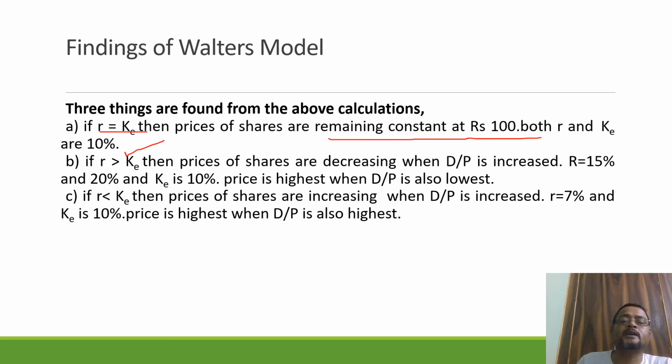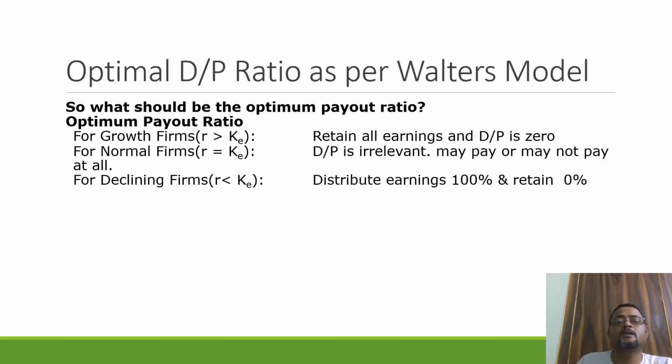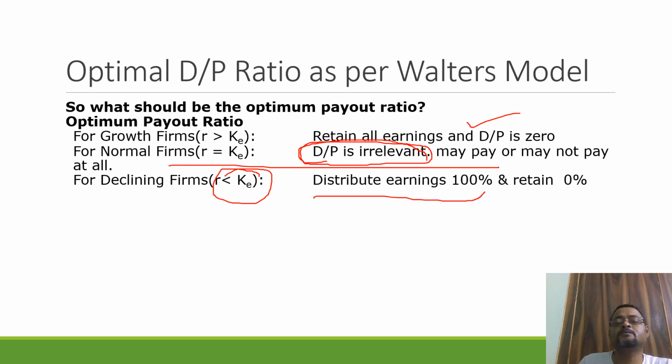But if R is greater than KE, which is a growing firm, dividend policy should be to pay the lowest dividend payout. That maximizes stock prices. If R is less than KE, that's a declining firm, dividend should be increased. As you go on increasing dividend, prices are going to be highest. So for a growth firm, retain all earnings, DP should be zero, that increases your stock prices. For a normal firm, DP is irrelevant, how much dividend you are paying does not matter. For a declining firm, you must pay the highest amount of dividend and retain 0% to maximize stock prices.